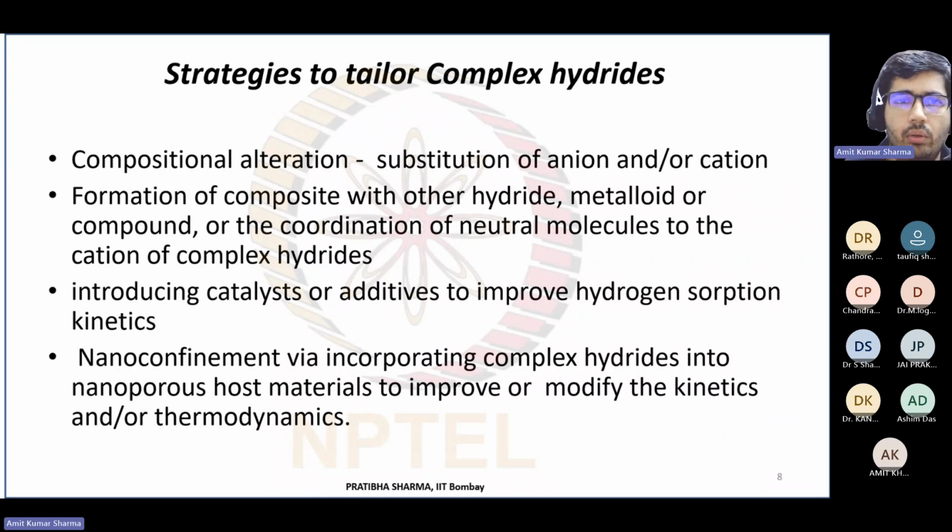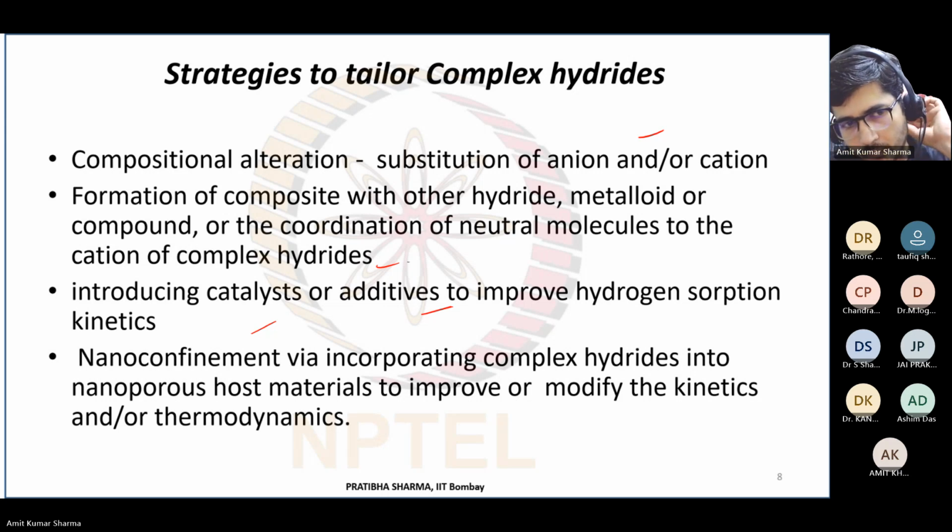We can also tailor complex hydrides by doing compositional alteration by substitution of anions and cations, formation of composites with other hydrides, metalloids or compounds, or coordination of neutral molecules to the cation of the complex hydride. We can also introduce catalysts or additives to improve hydrogen absorption kinetics. Nano confinement, by incorporating complex hydride into nanoporous host material, can improve or modify the kinetics or thermodynamics.